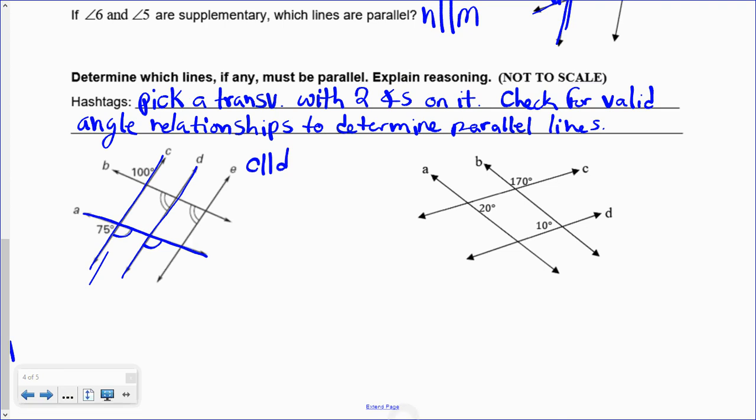What's another transversal that has 2 angles on it? B. All right. So I have these double mark angles. What kind of angles are those? They are corresponding again. And what's going on with their measures? Are corresponding angles supposed to be congruent? Okay, so which 2 lines would be parallel? Very good.